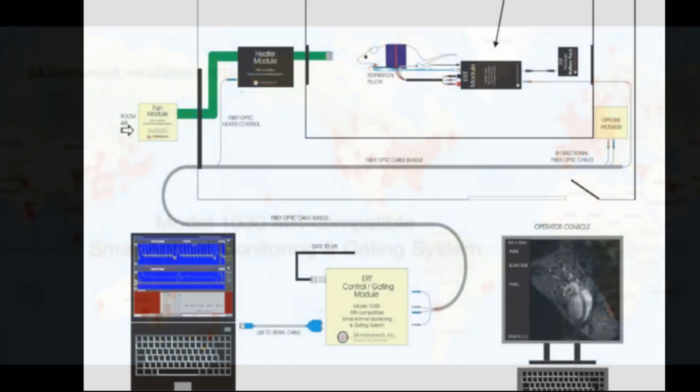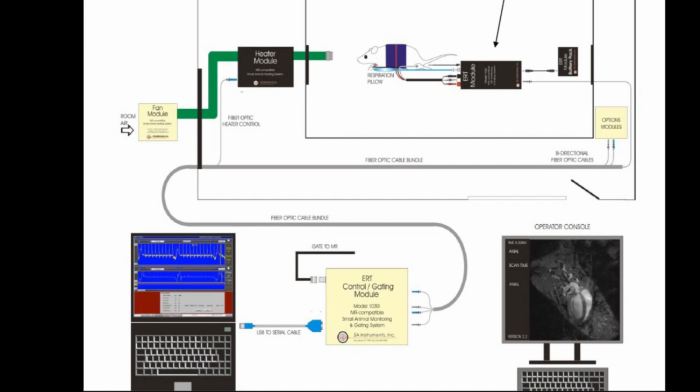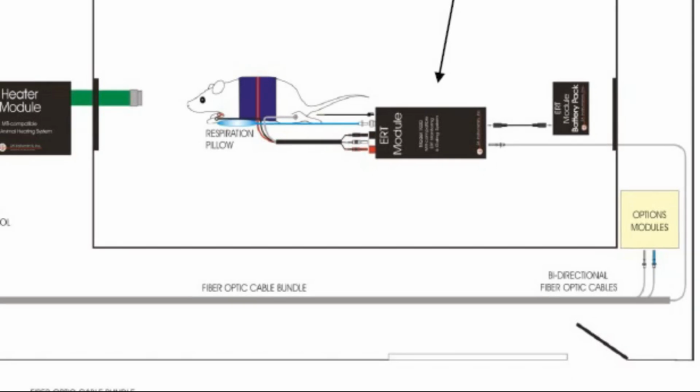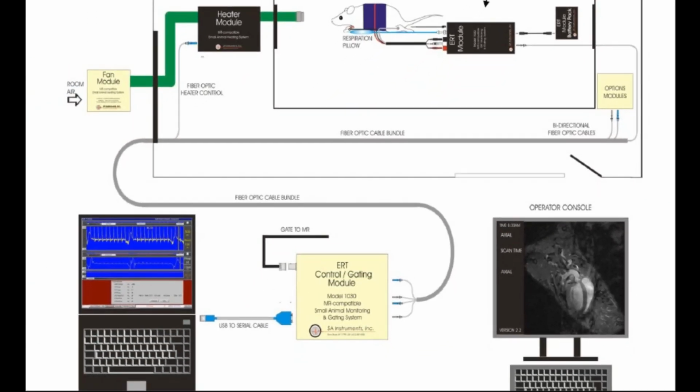But briefly, it consists of data acquisition modules located near the scanner and near the patient, and a control gating module located near a PC that's running SAII software. The PC is positioned out of the scanner room, usually near the operator console, and can have a remote display.